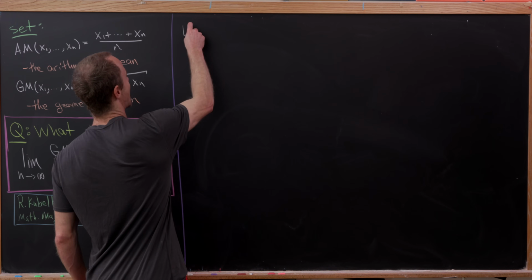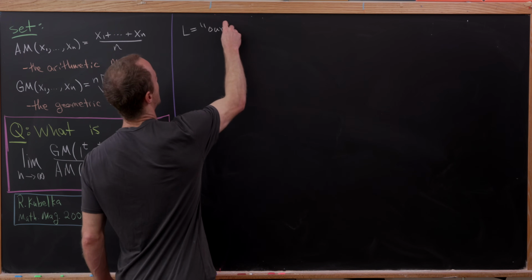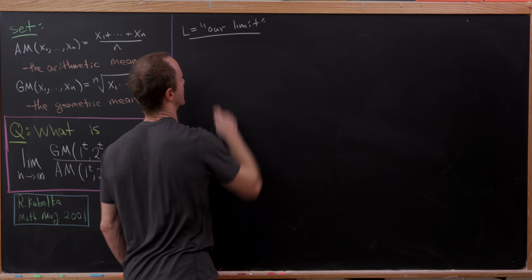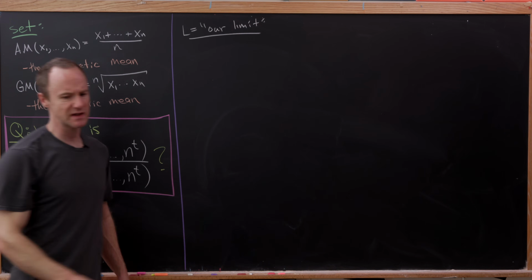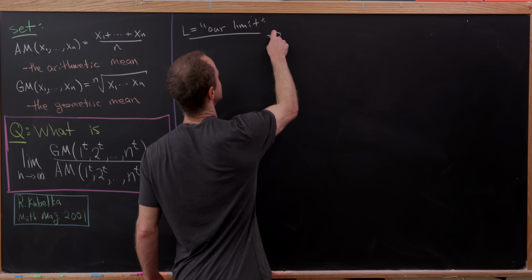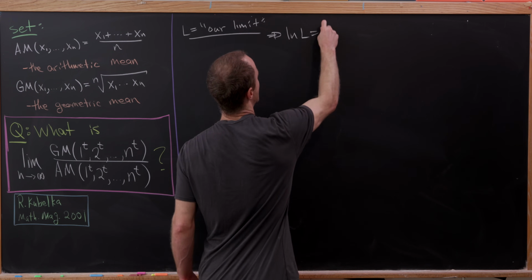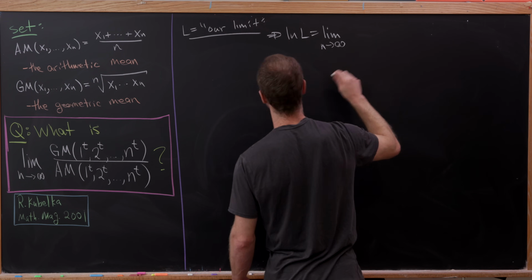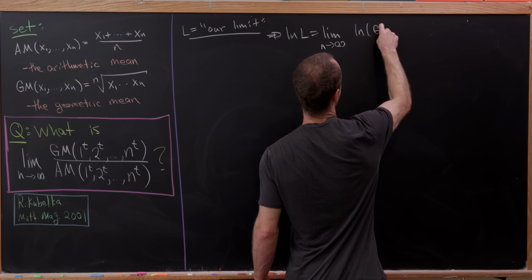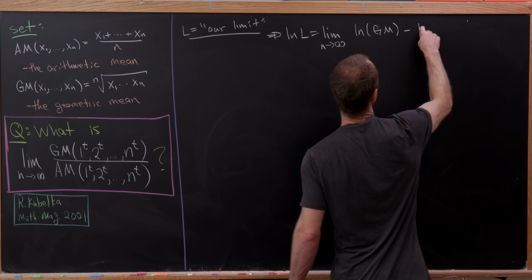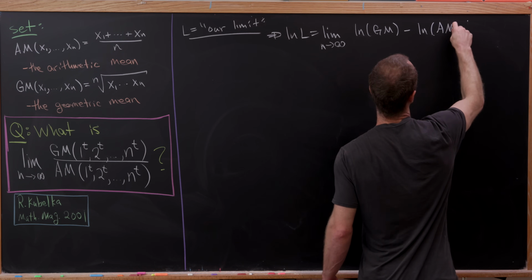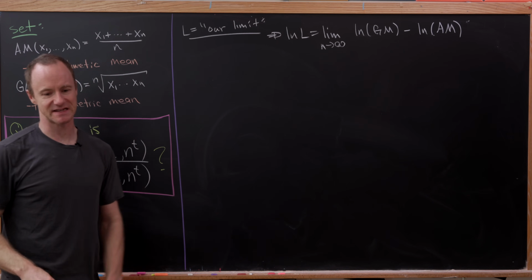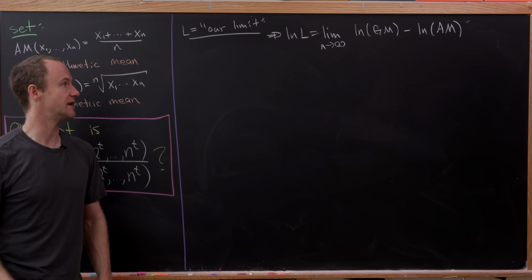So let's set L equal to what I'll call our limit. In other words, that's the goal that we're going for here. But let's notice that that tells us that the natural log of L is equal to the limit as n goes to infinity of the natural log of that geometric mean minus the natural log of the arithmetic mean, where I've just left off the set. I think we'll just leave the set as being understood.